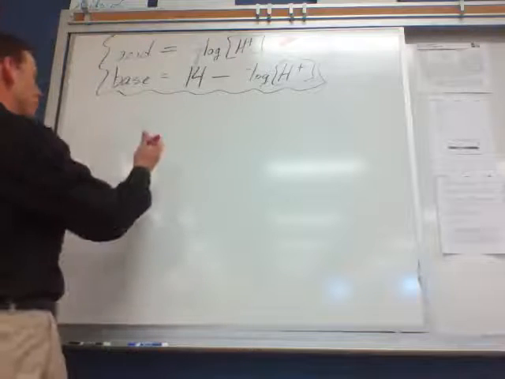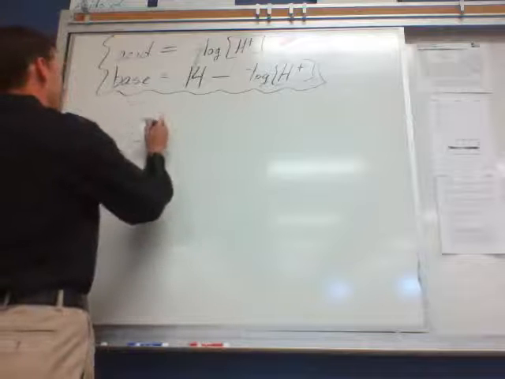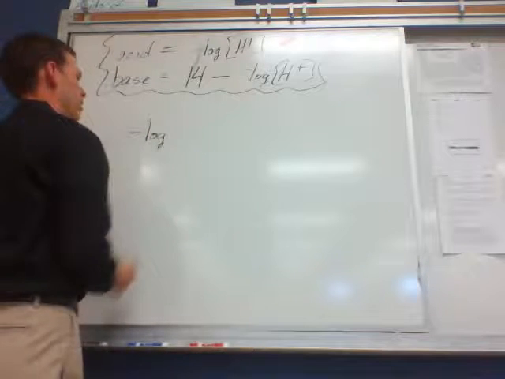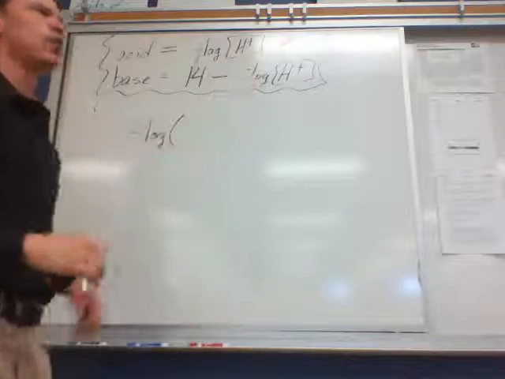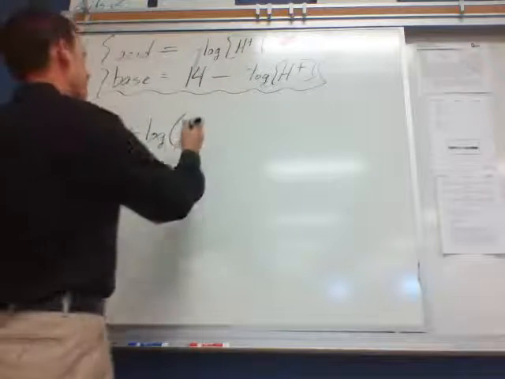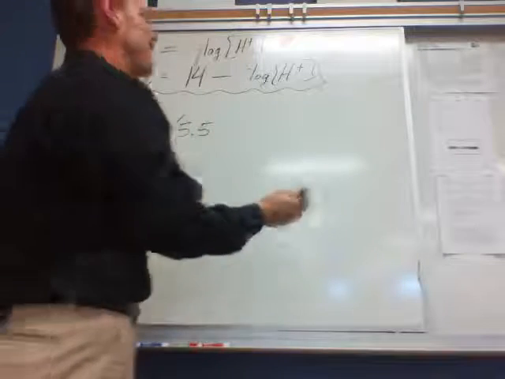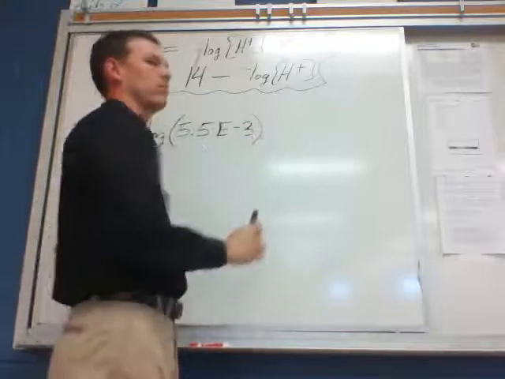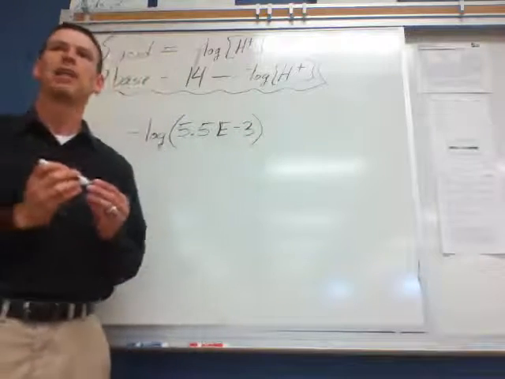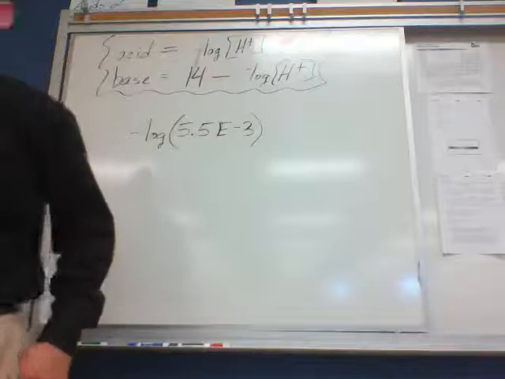Let me show you how you enter the number. In your calculator, you're going to type in negative log, and I'll show you where those buttons are. And then where this H plus is, the given value needs to go. In this case, it's 5.5 E negative 3. Y'all remember your E? We've done exponents in the calculator before. Let me show you how to get there if you don't remember.